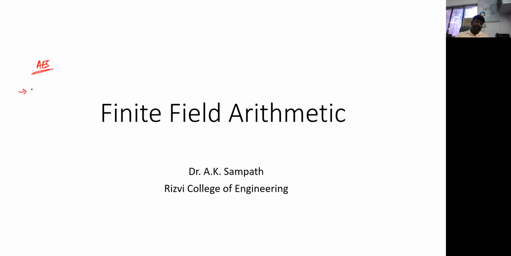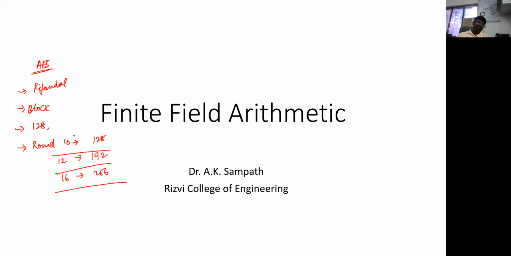First of all, it is proposed by Rijndael, and it is a block cipher encryption technique. The size of the block is 128 bits. There are different variants, and the key depends upon the number of rounds as well. In case of 10 rounds, it is a 128-bit key; in case of 12 rounds, it is 192; and in case of 14 rounds, a 256-bit key.